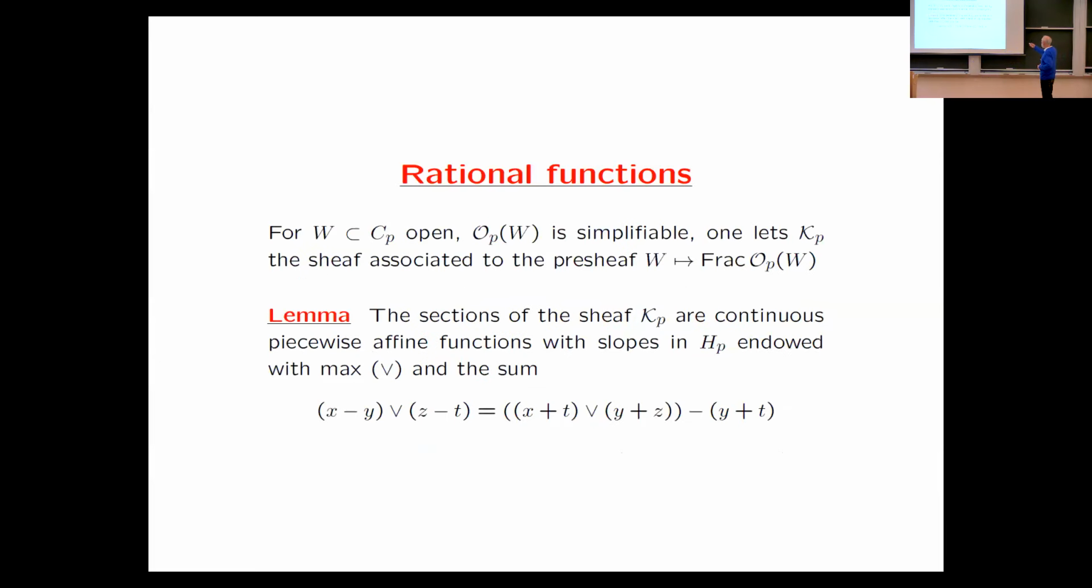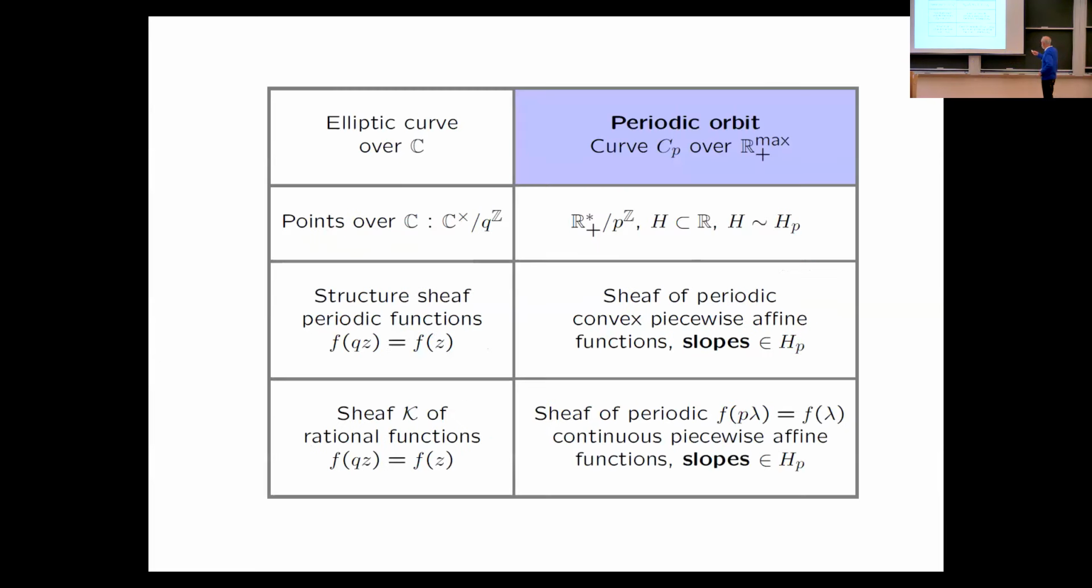So it's this periodic orbit. It has, of course, the point, and it has a structure sheaf, which are the convex piecewise affine functions whose slopes now belong to H_p. H_p is this group with denominators a power of p.